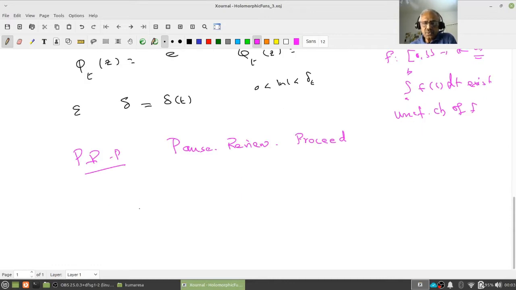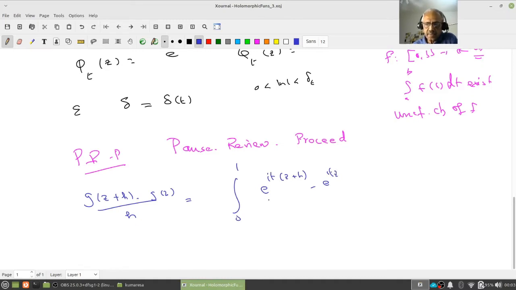So now, how do I rectify the proof is the question. The way we do it is the following. Let us look at only (g(z+h) - g(z)) by h. This is the integral from 0 to 1 of (e^{itz+h} minus e^{itz}) by h times f(t) dt, because h is constant, it can come out. What is the whole problem? The whole thing depended upon t. Somehow I want to control it. I want to choose an estimate for this difference quotient which is independent of t. This is basically the idea.